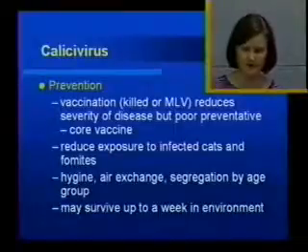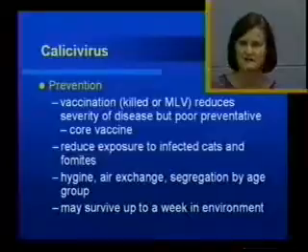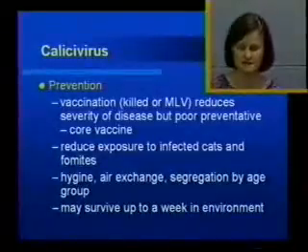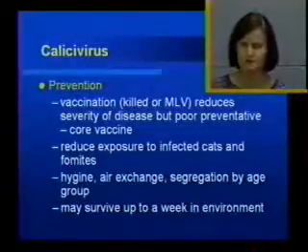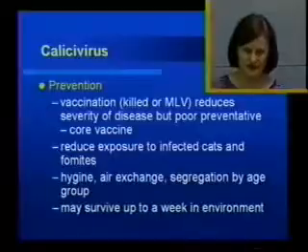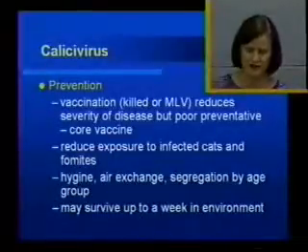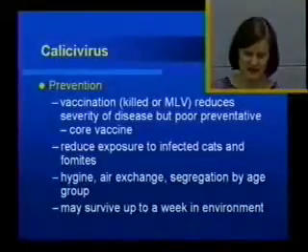Prevention, again, is by vaccination using either killed or modified live virus vaccines. Again, these vaccines do not prevent infection, but they do reduce the severity of infection if it does occur. We want to reduce exposure of infected cats and fomites to our unprotected animals, meaning that hygiene, air exchanges, and segregating by age, again, is very important in any population of cats.